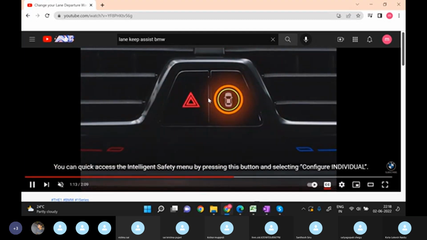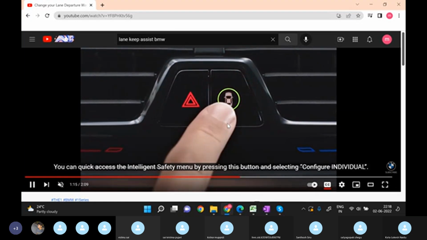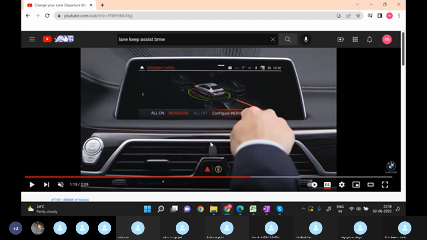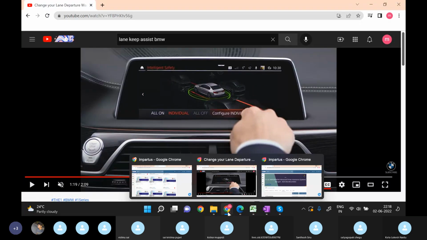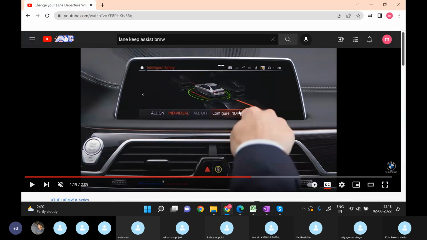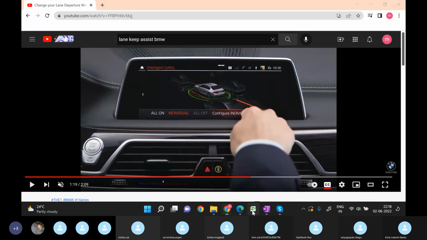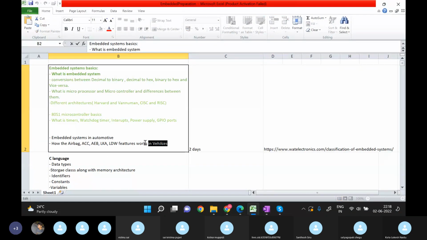Got it, right? So guys, if you are interested, you can search with ADAS features in recent cars or something like that. Then you will get lot many other videos also. Autonomous emergency braking, lane keeping assistance, traffic sign recognition, wrong way alert, high beam control, traffic jam assistance. There are nearly 60-70 features. Fine, right? So with that, I think I am fine with this embedded systems basics.